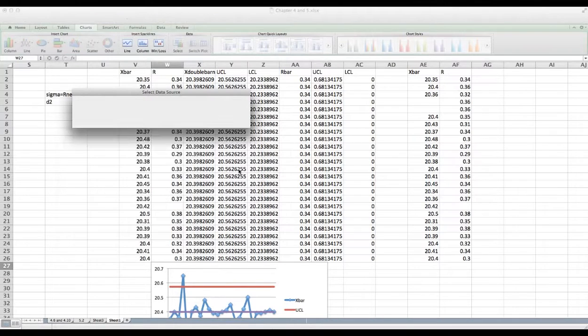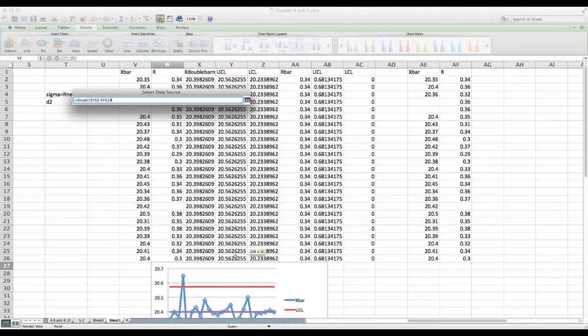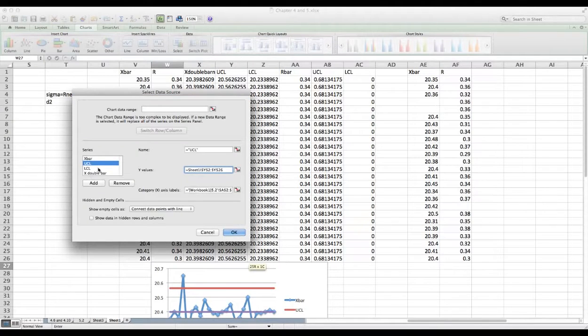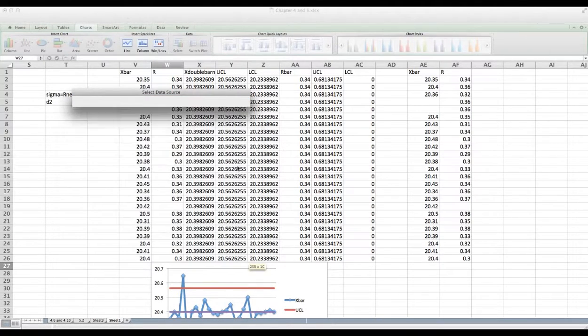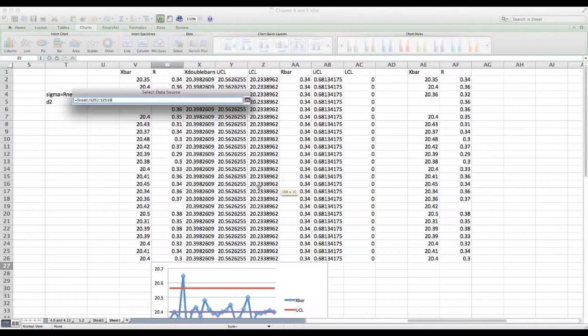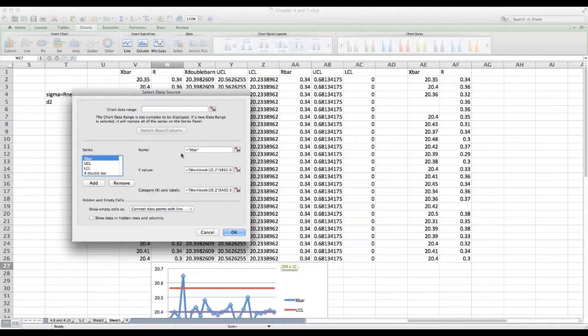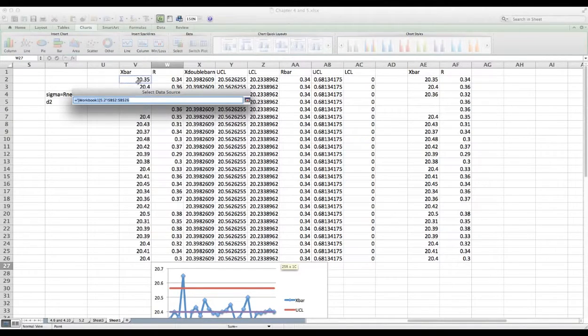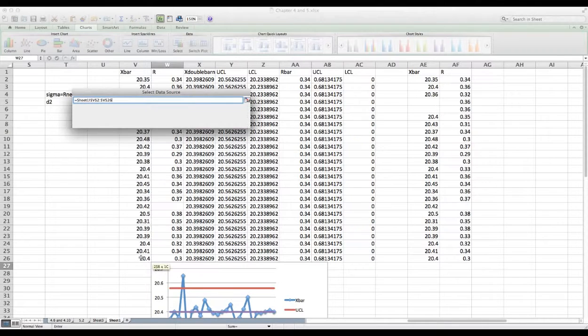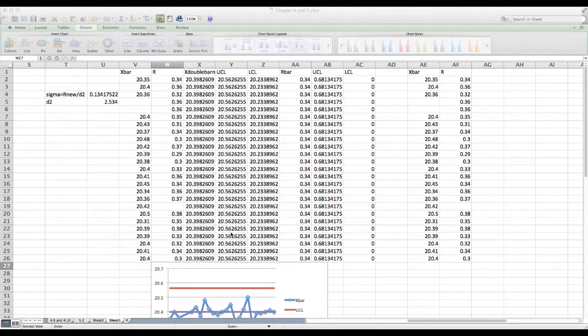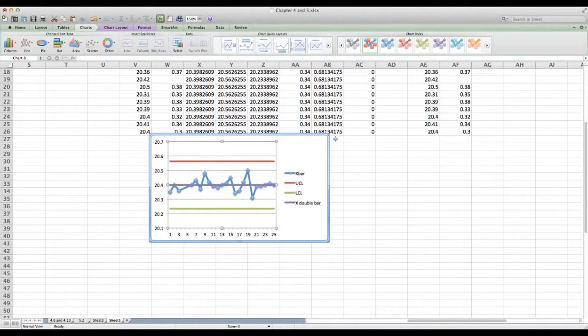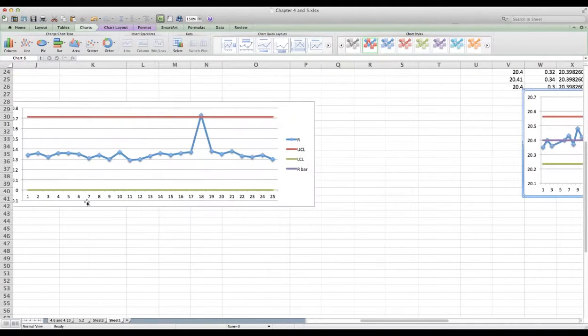What else did I revise? I revised the upper control limit. Okay. Here we go. Revise the lower control limit. Okay. Now let's just make sure that the X bar, the raw values, are selected appropriately. There we go. There is our revised X chart. Done. We only have one more thing to do.